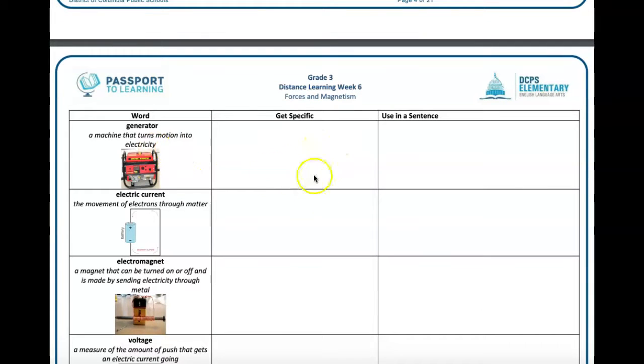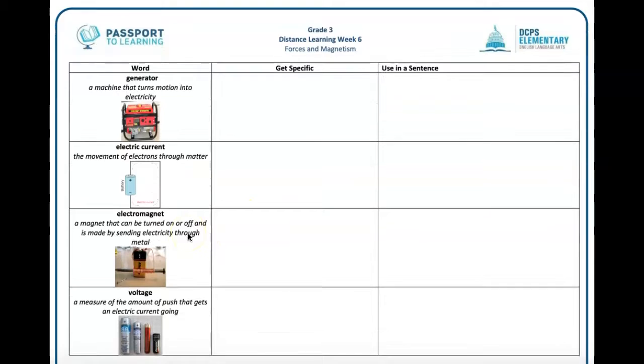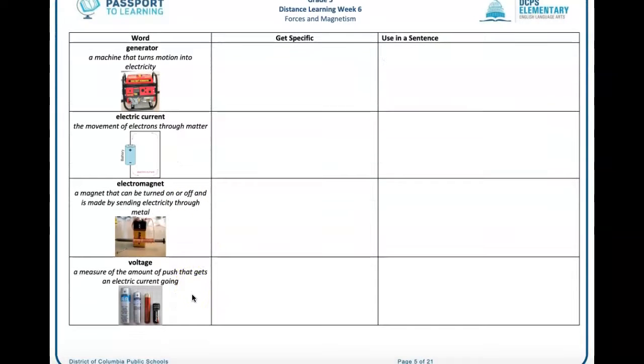Let's look at another one. Generator. Think about a time that you might have used a generator. Do you have any machines that use electricity and have a motor? That might be a generator. Can you use the word generator in a sentence? Let's do the same thing for electric current, electromagnet, and voltage.